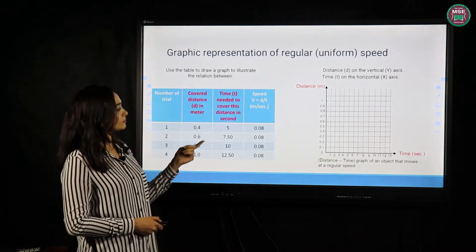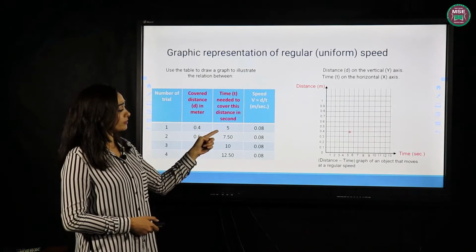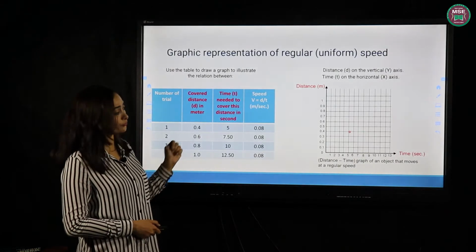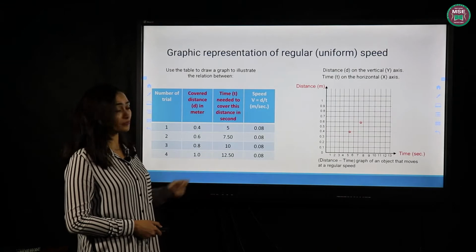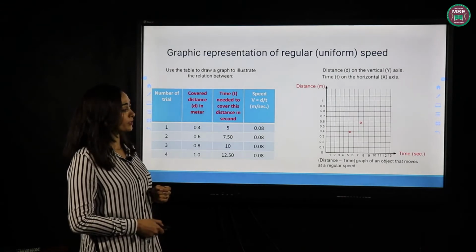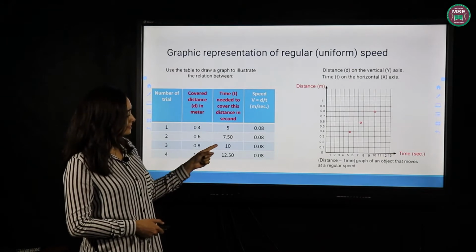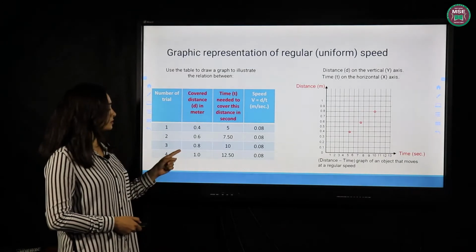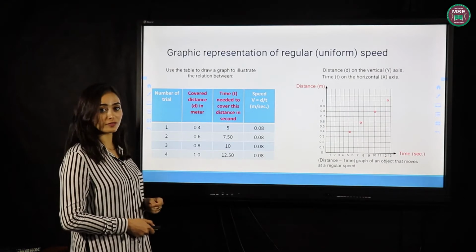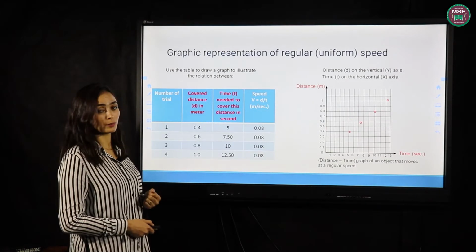And then, in 5 seconds, the body covered a distance of 0.4. In 7.5 seconds, the body covers 0.6 meters. And in 10 seconds, it covers 0.8 meters. In 12.5 seconds, it covers 1 meter.